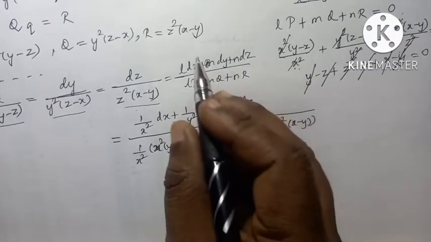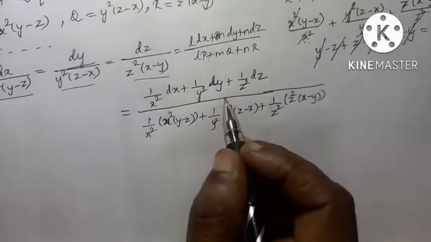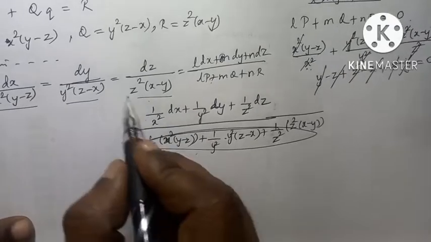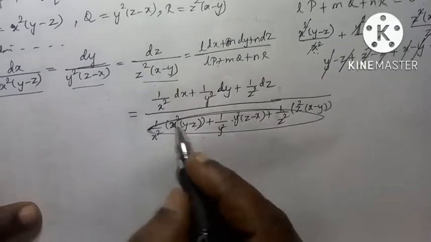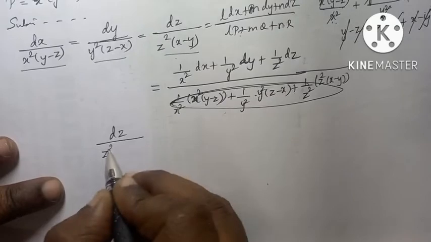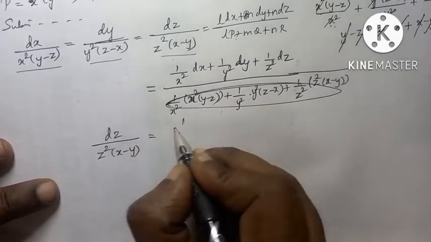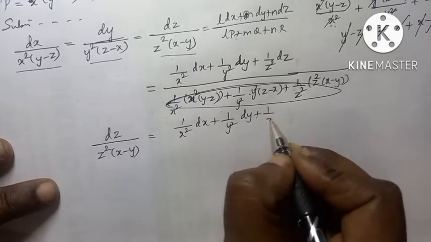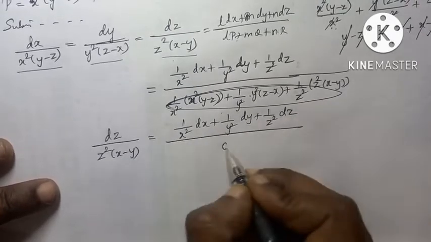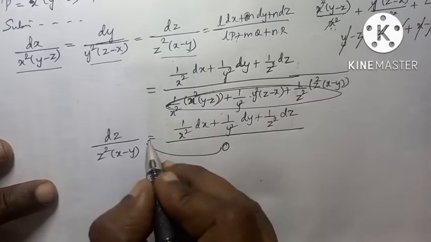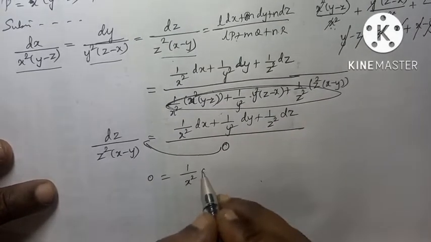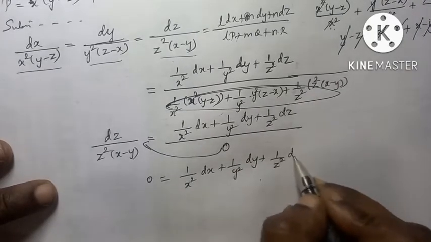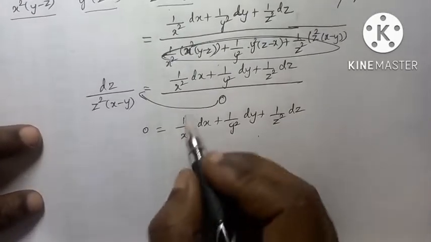If you add the terms, you have to add numerators. Okay, so this is 0. Just now we guessed, right? 0. Now take any two ratios. Let us take the third and fourth ratio. dz by z square into x minus y equal to 1 by x square dx, 1 by y square dy, 1 by z square dz whole divided by 0. You cross multiply this. 0 equal to 1 by x square dx, 1 by y square dy, 1 by z square dz. So integration is possible now.